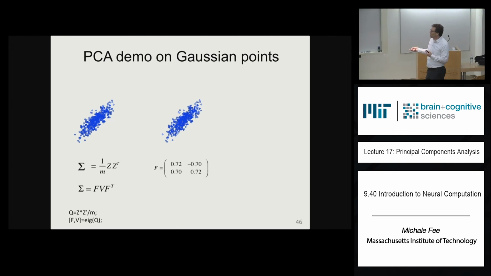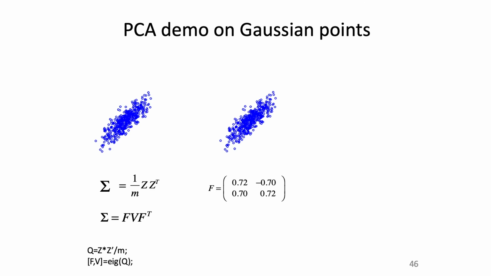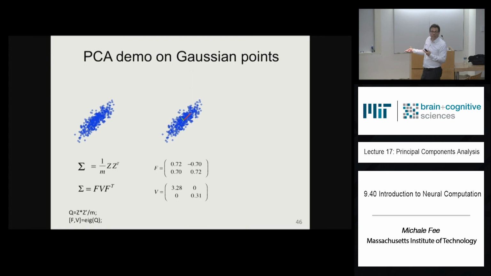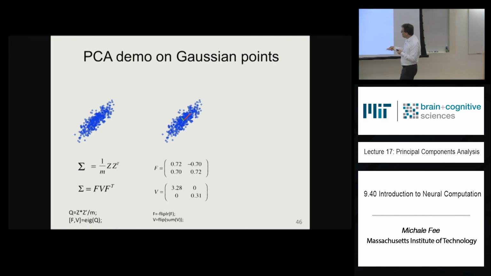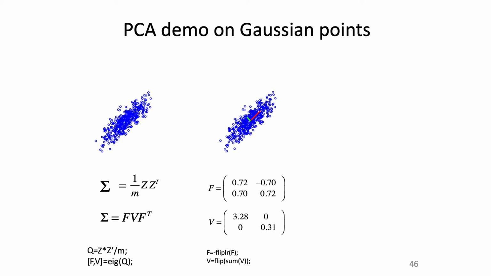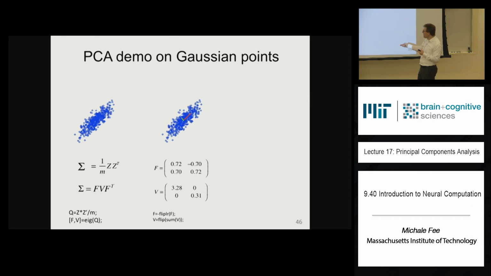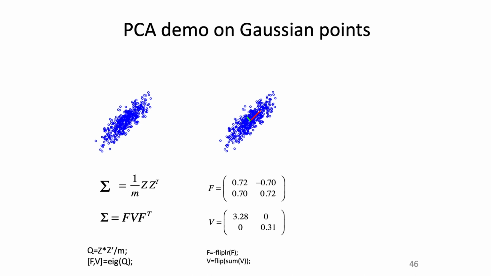That returns the rotation matrix, the columns of which are the eigenvectors. It returns the matrix of eigenvalues. The diagonal elements are the eigenvalues. Sometimes you need to do a flip left-right because eig sometimes returns the lowest eigenvalues first, but I generally want to put the largest eigenvalues first. So there's the largest one, there's the smallest one.